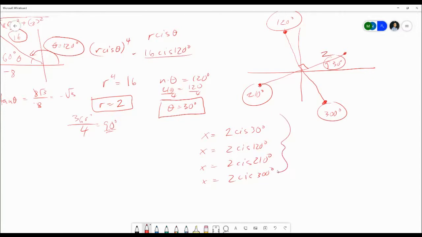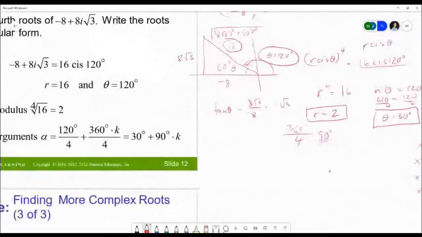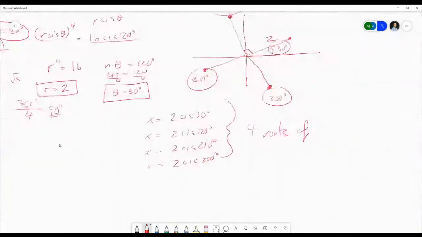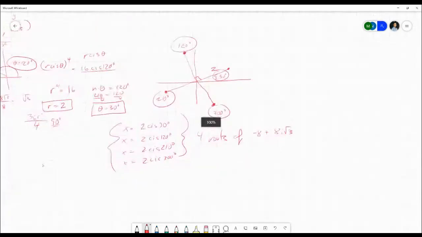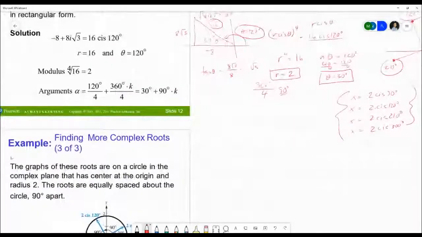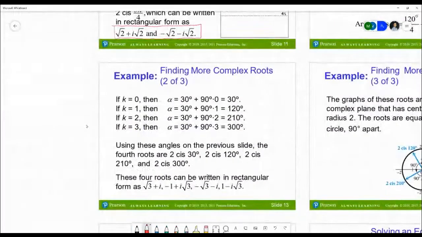So there you go. So we have 4 roots of the original problem, which was, I don't remember what it is, negative 8 plus 8i square root of 3. So there we go. Now, of course, you can convert this back to rectangular form if you'd like. Any questions? There you go.